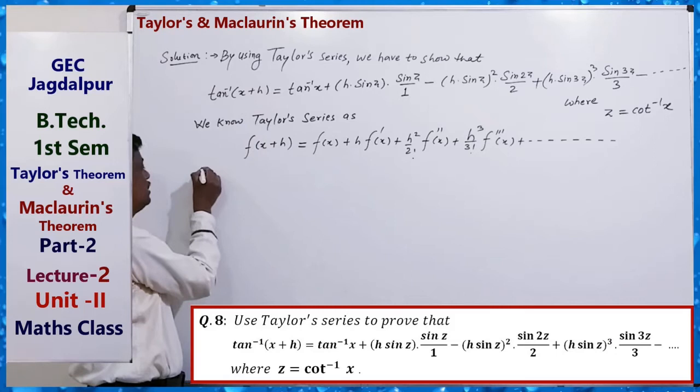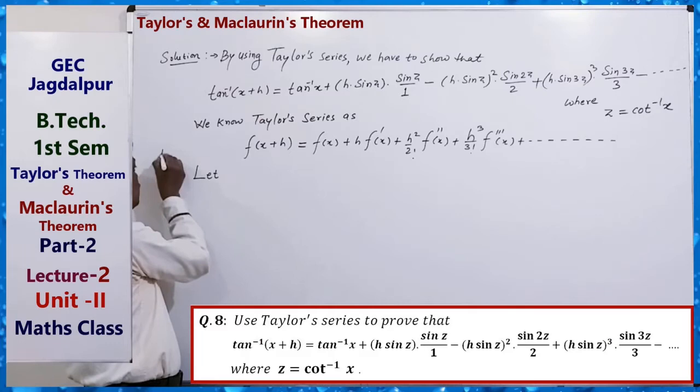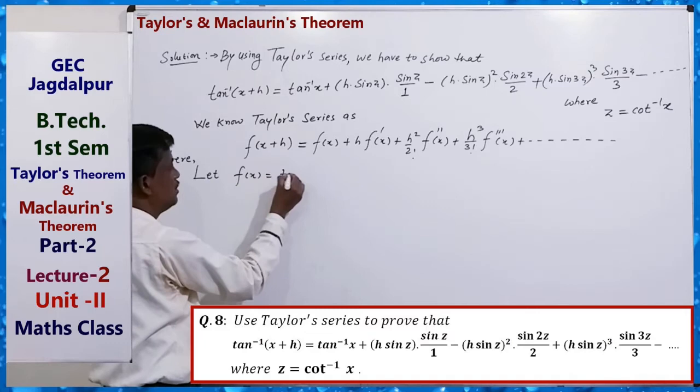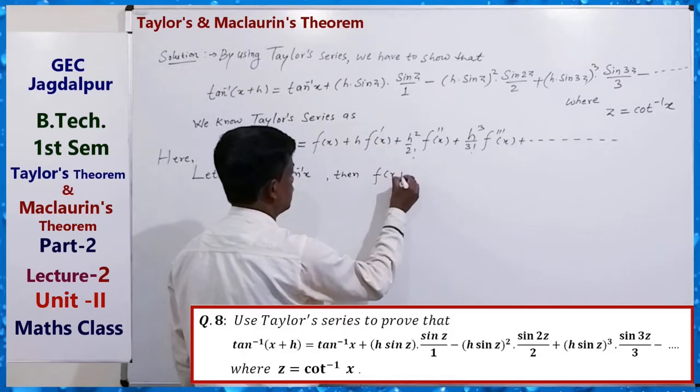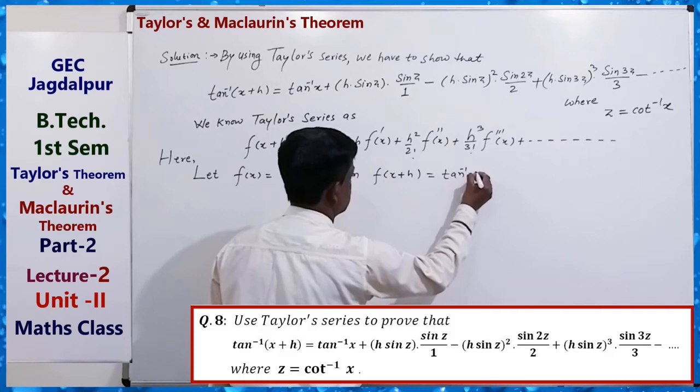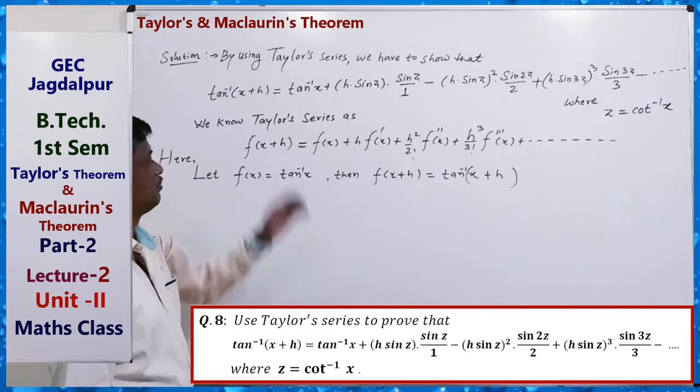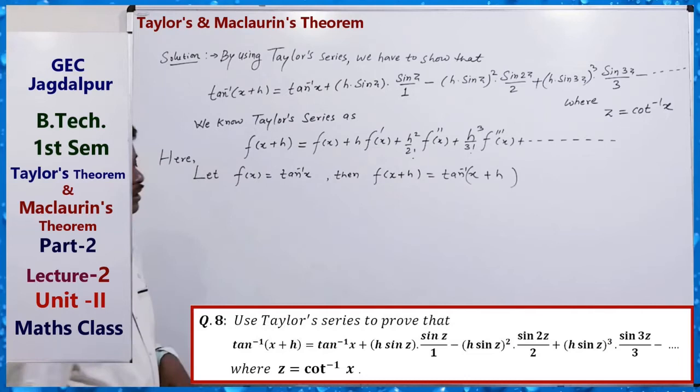So here, let f(x) equal tan inverse x. Then f(x plus h) equals tan inverse (x plus h), which is required on the left hand side. Now we require f(x), f dash x, f double dash x, f triple dash x. Just find the values and put them in this equation. Question 1.